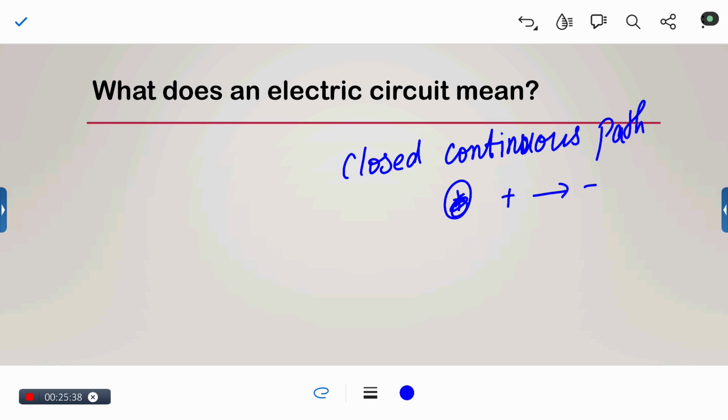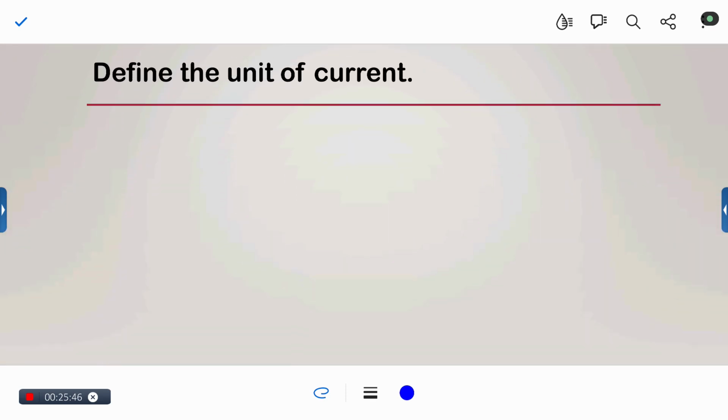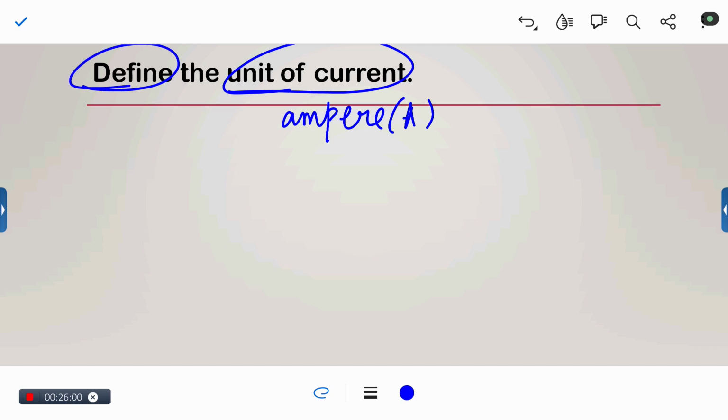Electric circuit is the closed continuous path through which the current flows from positive terminal towards the negative terminal. Next, define the unit of current. Sir, we all know the unit of current is ampere. But in the question, they ask us to define not only this word, even if they are using the word state the unit of current or whatever it is, or define the unit of current.